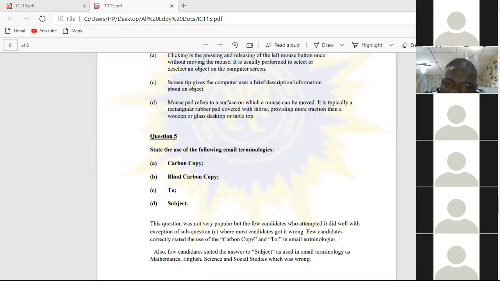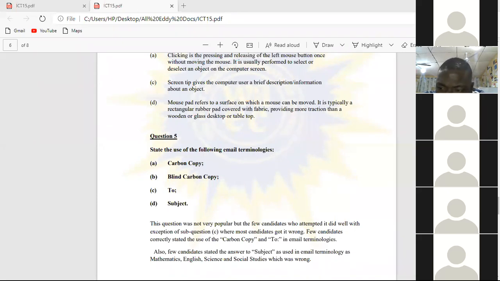So in the D part, they were asked to describe a mouse pad. They say a mouse pad refers to a surface on which the mouse can be moved. It is typically a rectangular, so it's describing it now, a rectangular rubber pad covered with fabric. So don't just write that the mouse pad refers to a surface. It's not enough. You have to describe it.